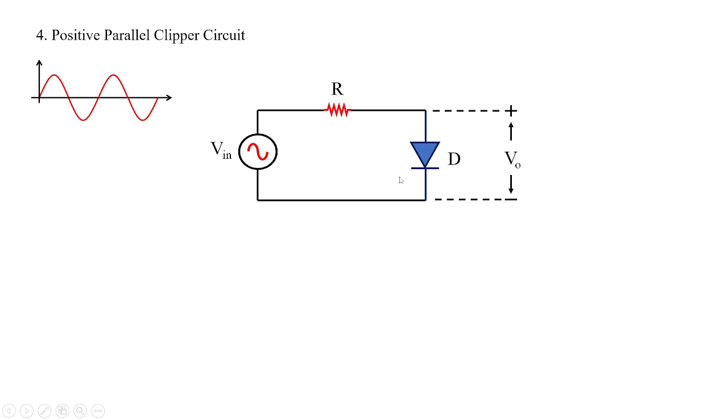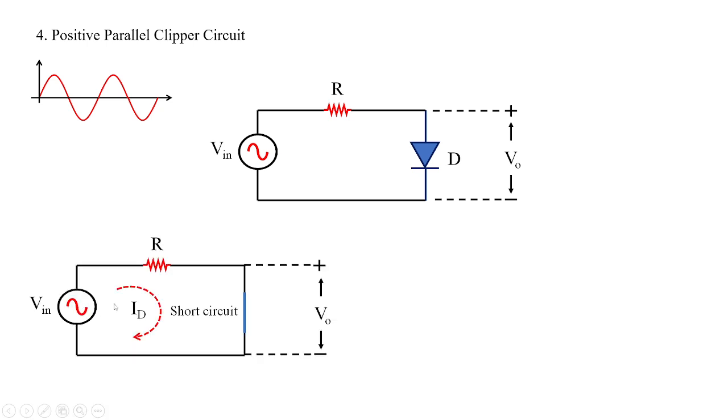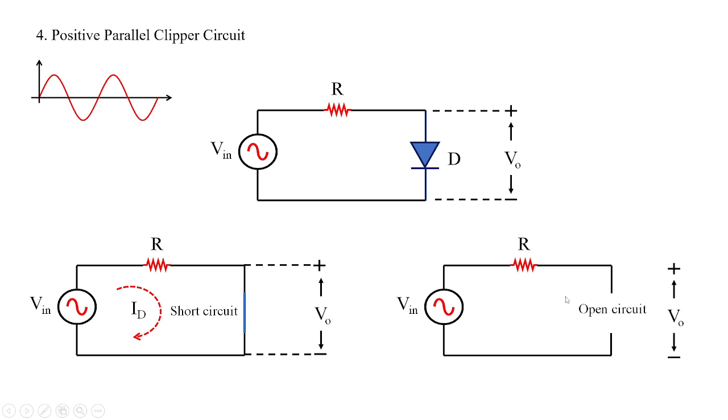And what happens if we go with the positive parallel clipper circuit? The diode gets on during the positive half and gets off during the negative half, and the output is obtained in this fashion. You can see the positive is off and the negative is on, and this kind of representation is known as the positive parallel clipper circuit.